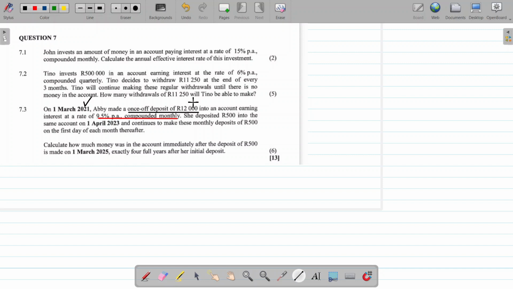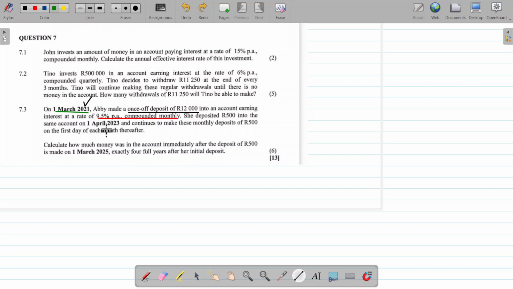Initially, Abby made a deposit of 12,000 into an account earning interest at 9.5% compounded monthly. That's what Abby did initially on the 1st of March 2021. Then she made another deposit of 500 into the same account on the 1st of April 2023. So it's almost 2 years from the 1st of March 2021 to the 1st of April 2023.